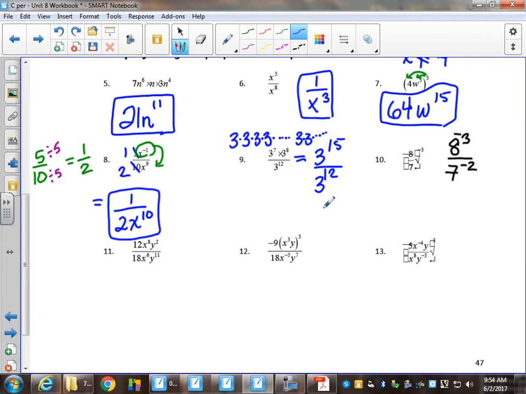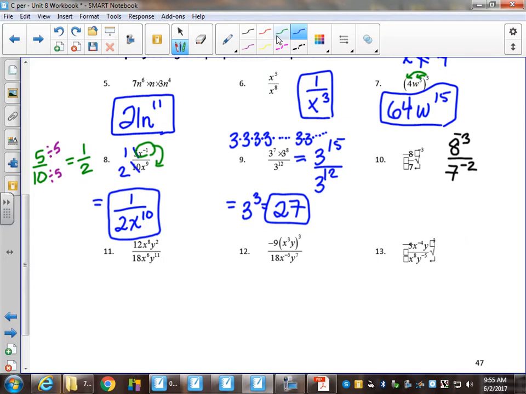3 to the 15th divided by 3 to the 12th. What do we do? Subtract. 15 minus 12 is 3. 3 to the 3rd equals 27. I did 3 times 3 is 9, and then the 15 at the top, but still got the same answer. Show me that after.